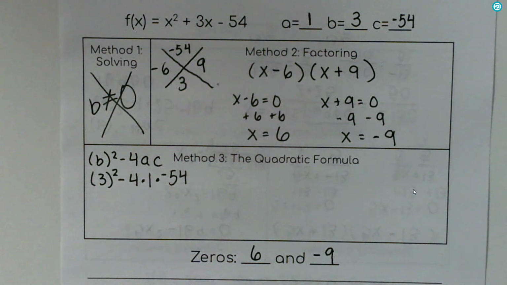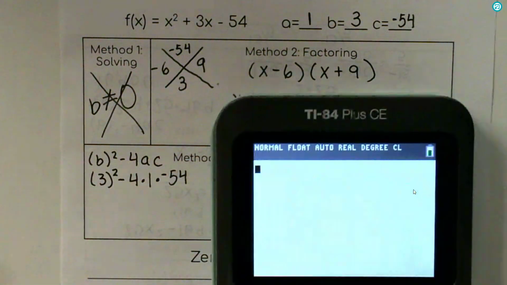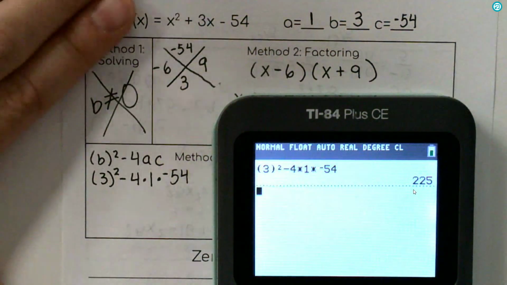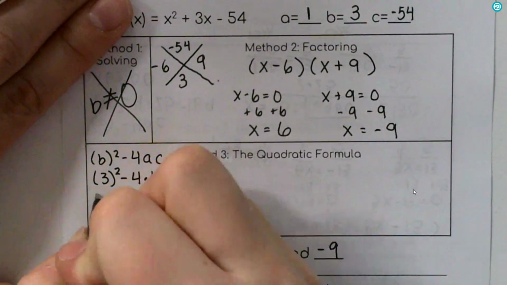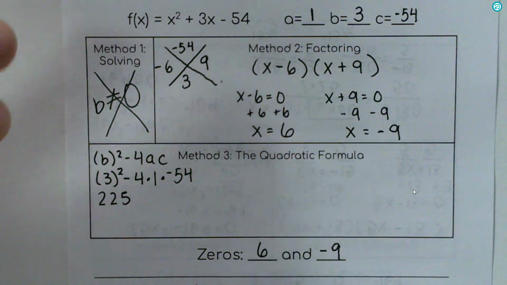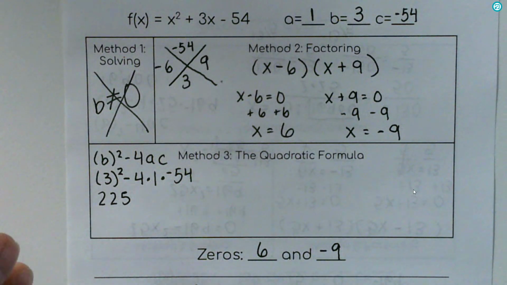Okay, throw that in my calculator. You throw that in your calculator. 3 squared minus 4 times 1 times negative 54. What'd you get? 225? Okay, if you didn't get 225 and you want us to help you figure out why, either call Miss Hector over now or while we're walking around helping with assignments, let one of us know.